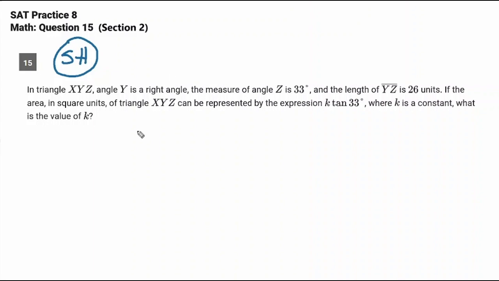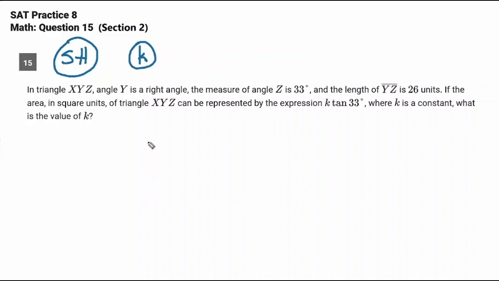But here we are. In triangle XYZ, angle Y is a right angle. The measure of angle Z is 33 degrees. And the length of YZ is 26. If the area of triangle XYZ can be represented by the expression k tangent 33 degrees, where k is a constant, what's the value of k? So after all that mess, we're just looking for k.